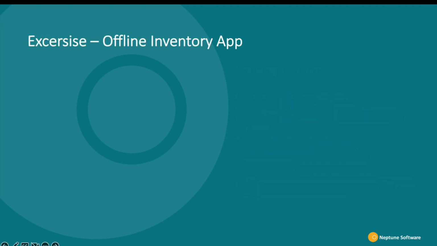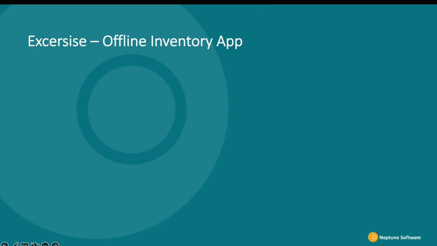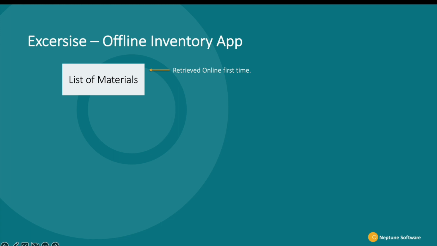For this training, we will do an exercise together. We will create an offline application for inventory. This application will contain a set of components. The first of them will be a list of materials. This list of materials is retrieved online the first time, so the data that it will contain will come from the backend. And then that data will be stored in the cache of the device for further readings.